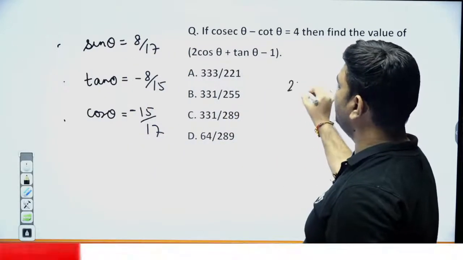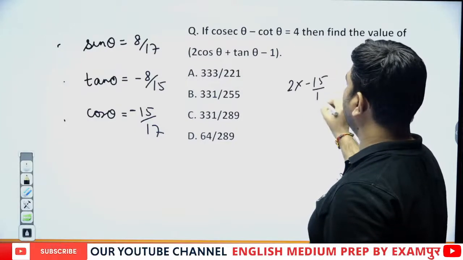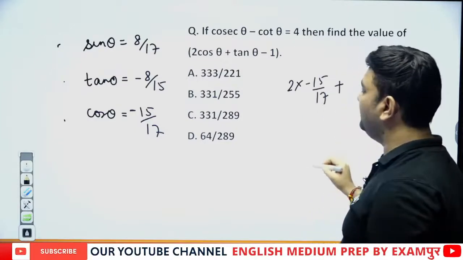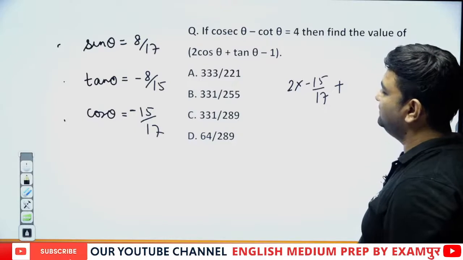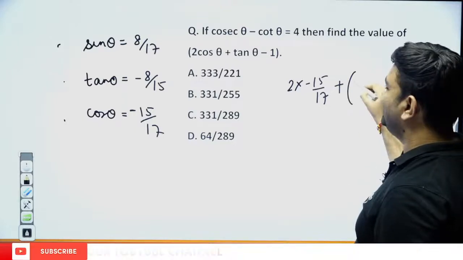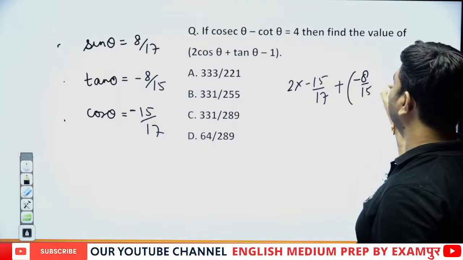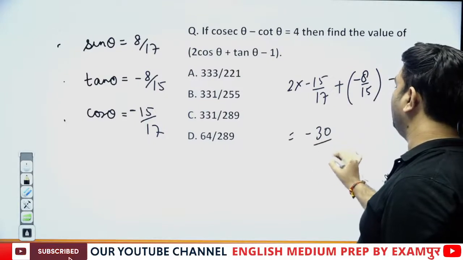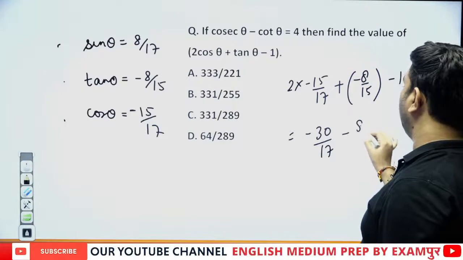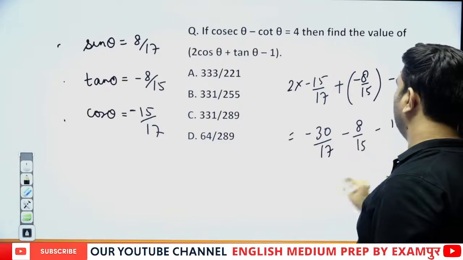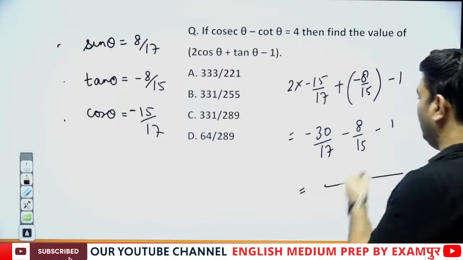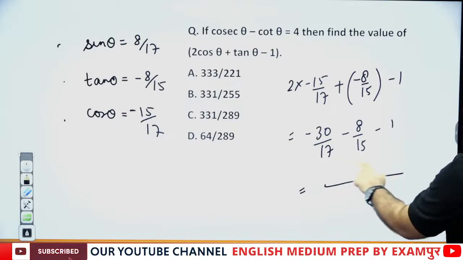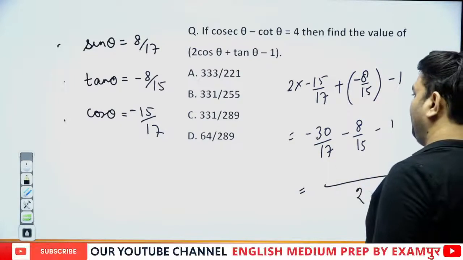So 2 into minus 15 by 17 plus 10, all are negative. So there is no use of solving it, because ultimately the answer will come out negative. Minus 30 by 17 minus 8 by 15 minus 1. You will take the LCM of 17 and 15. 225 plus 50, 275.